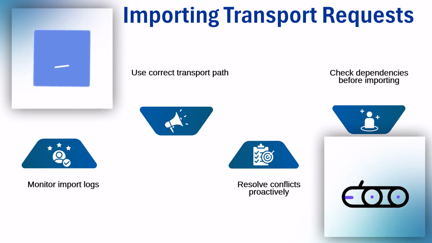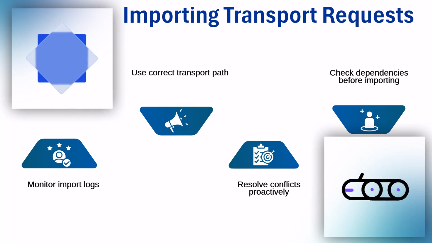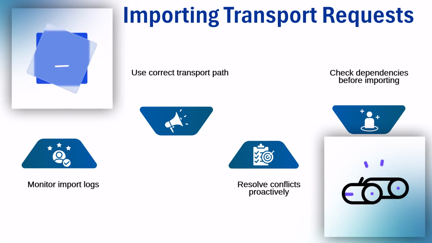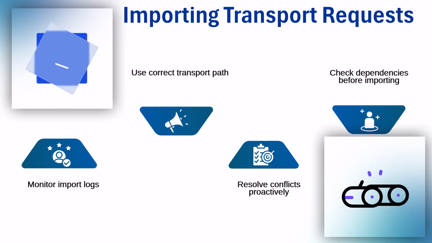Now that we've released the transport request, it's time for the grand entrance, importing. First, follow the right transport path, or you might end up in a digital detour. Check dependencies, because one missing link can create chaos. Keep an eye on the import logs. Think of it as reading your car's dashboard while driving. Finally, resolve conflicts early, before they morph into nightmares.